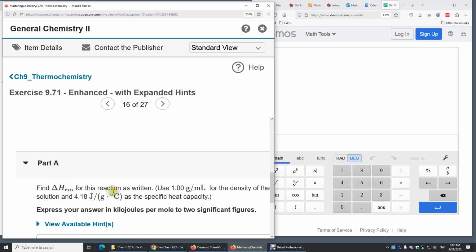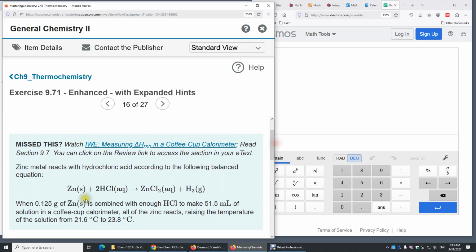For this reaction as written, we have the density of the solution, which is close to the density of water. We have the specific heat capacity of the solution, which is also close to that of water. How do we get the enthalpy of reaction? It's simply the heat released from the reaction divided by the number of moles of zinc. And we can compute the number of moles of zinc easily given its mass.